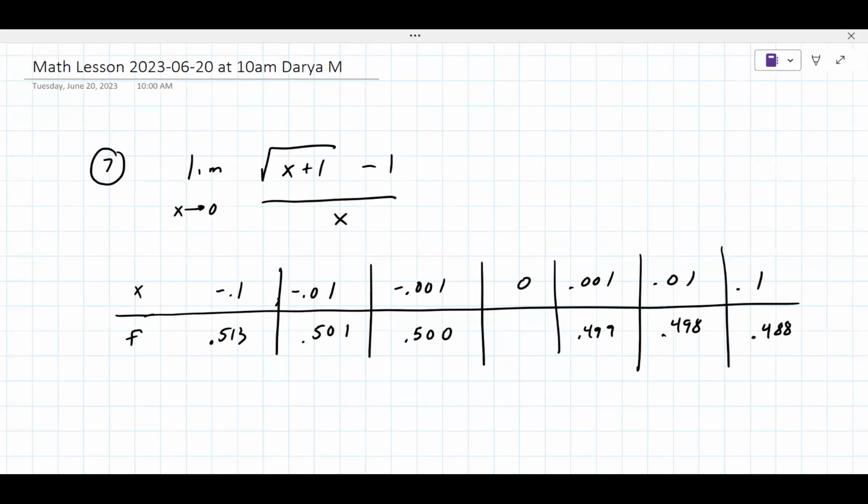So you're supposed to be able to recognize that there's a pattern here, that like the numbers from both sides, they're approaching the same value. What does it look like they're approaching? 0.5. That's your answer.